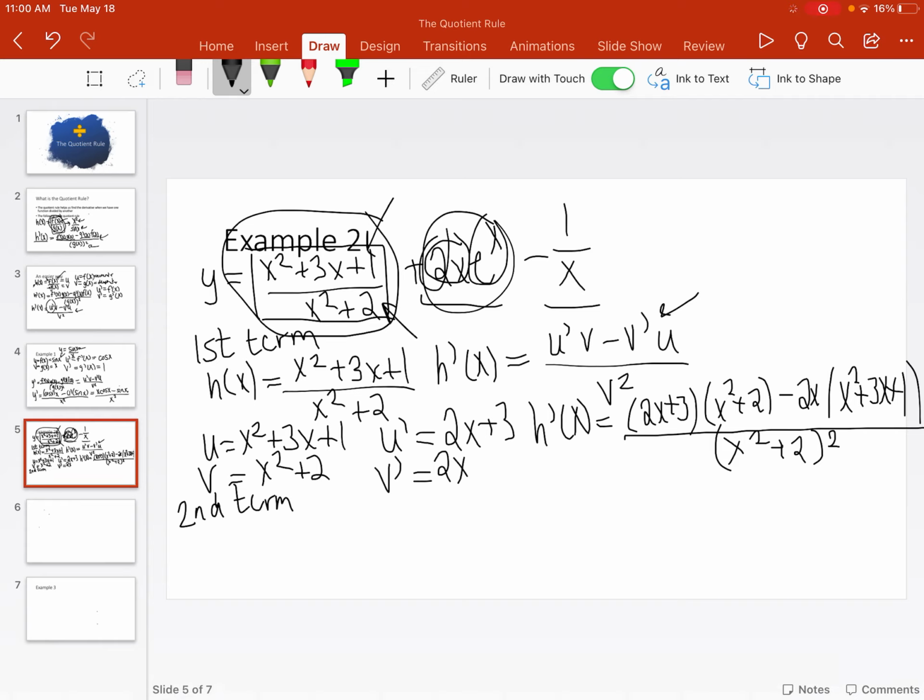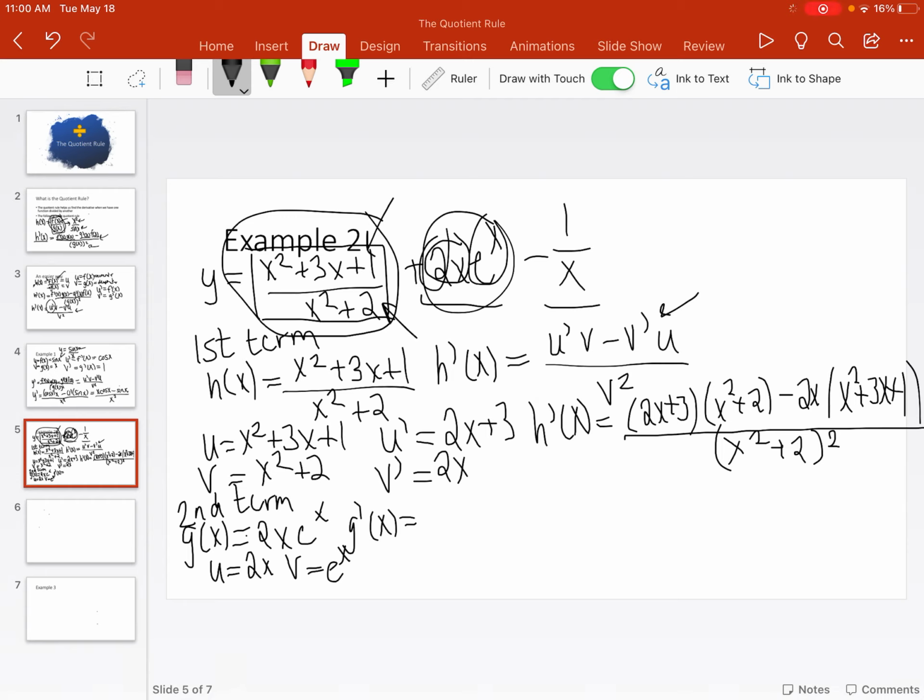Now, if I call this t of x, I'm just going to call it g of x. I'm just going to say g of x is equal to 2x e to the x, and I want to find g prime of x. Well, I'm going to say u is equal to 2x, and v is equal to e to the x.